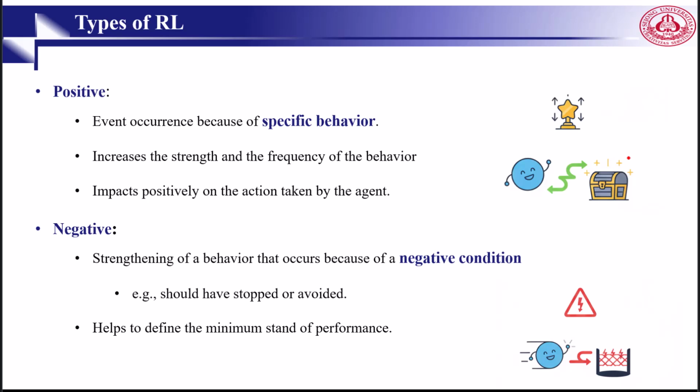So we have two types of reinforcement learning, positive and negative. Positive reinforcement learning strengthens behavior by giving rewards for desirable actions. On the other side, negative reinforcement learning discourages harmful or risky actions through penalties, or what we call negative outcomes. In RL, both positive and negative types are useful for shaping the long-term behavior of the agent. For example, penalties can help to define minimum performance standards, while rewards can encourage goal-directed actions.